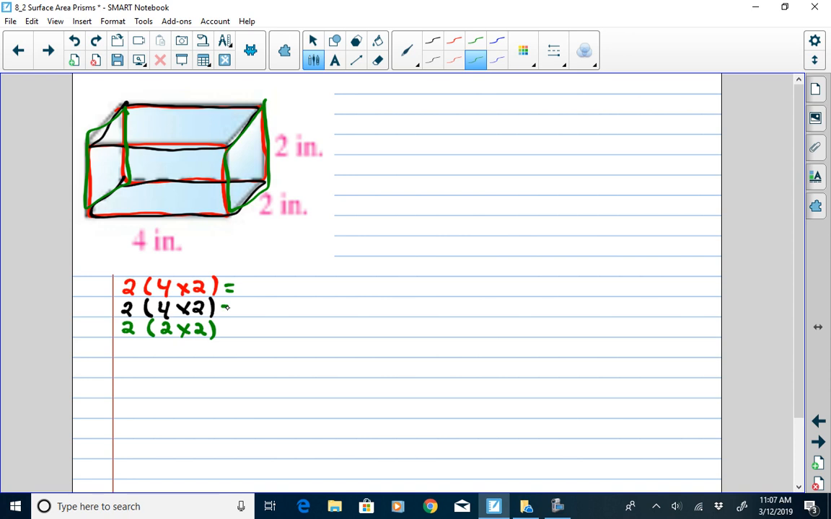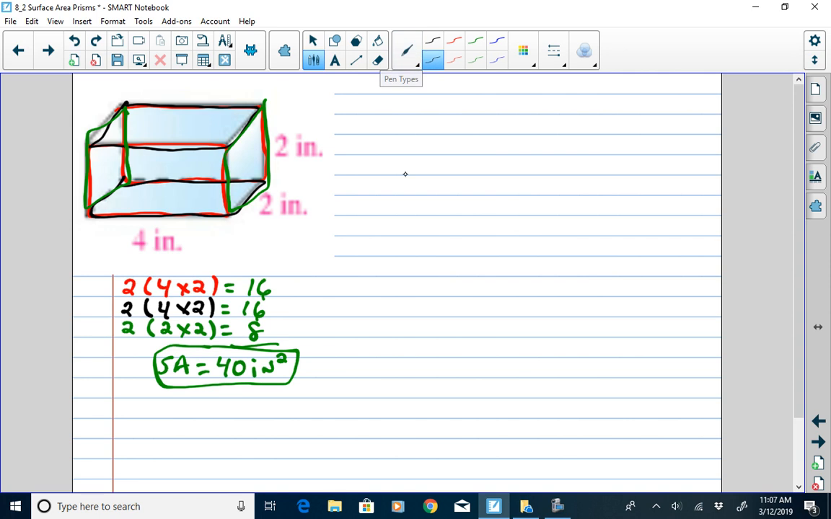All right, we multiply and add. 4 times 2 is 8, times 2 is 16. 4 times 2 is 8, times 2 is 16. 2 times 2 is 4, times 2 is 8. 16 and 16 is 32. 32 plus 8, that should be 40 square inches for the surface area if I'm decomposing using my rectangles.